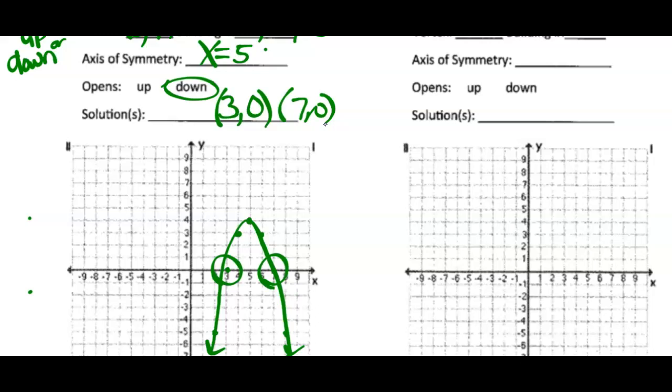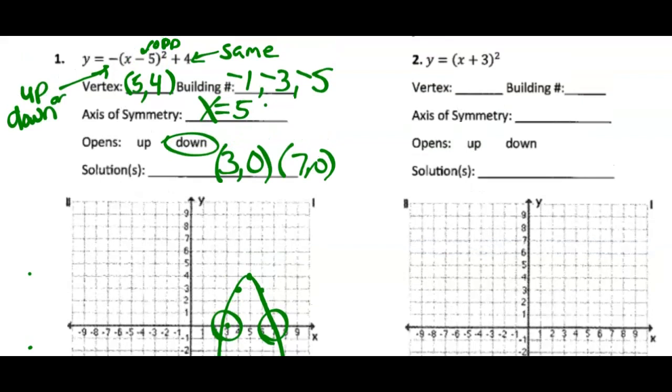Okay, what about number 2? Number 2, look over here. There's nothing being added to my x squared term. So my vertex, I'm going to get what? Well, it's going to be negative 3 because it has to be opposite of 3. But since there's nothing out here, that's going to be a 0. Are my building numbers going to be positive or negative? Positive. Okay, and this is going to go up. I'd like you to fill out the rest of this.